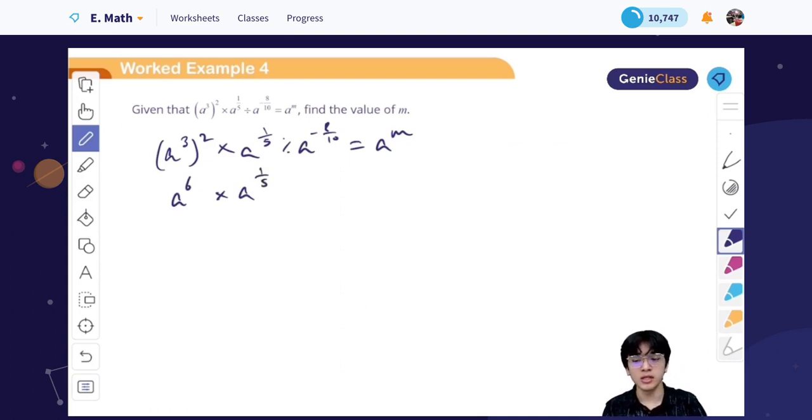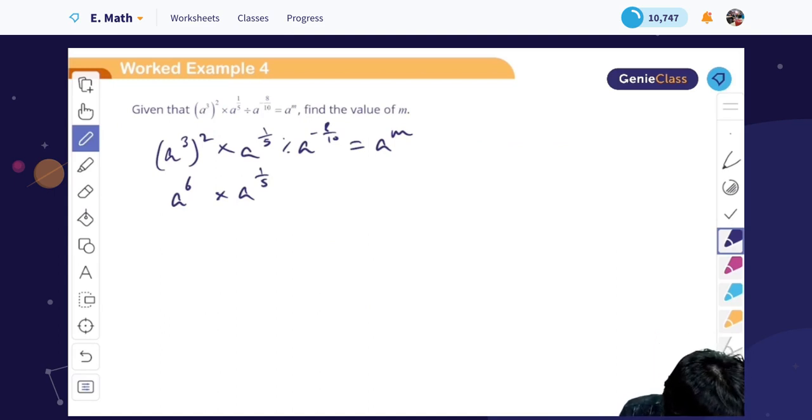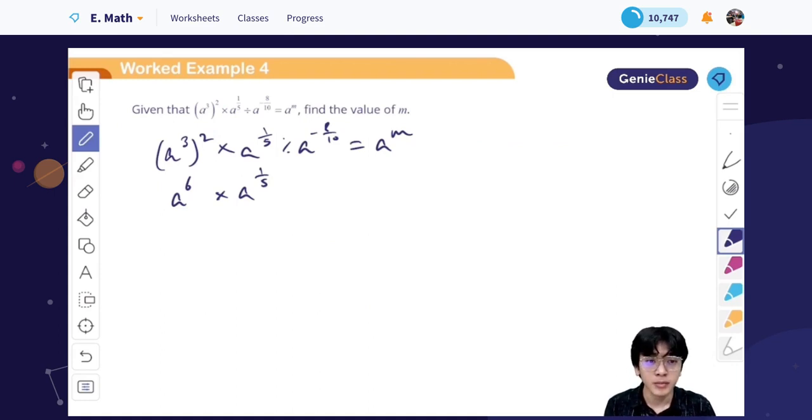Now, if you see divide, a power m, yeah? Did I copy wrongly? Correct, right? The right hand side is here, a power m, right? I'm just copying out the whole equation first.